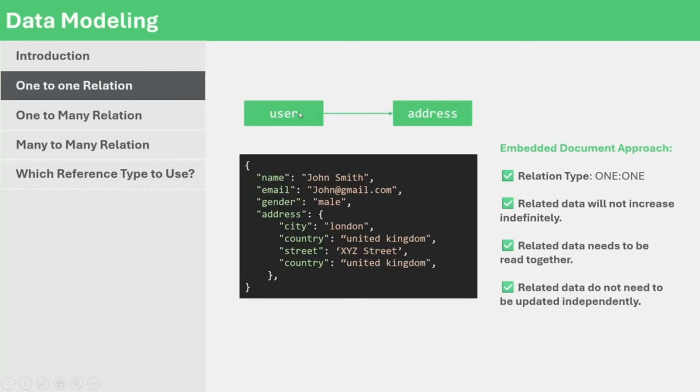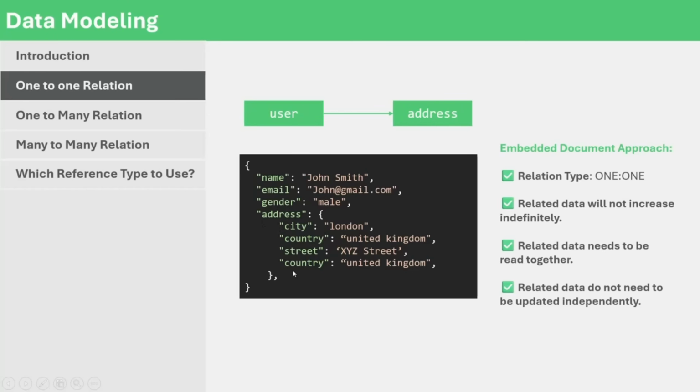One user can have only one address, and one address cannot belong to two or more users. It can only belong to one user. So between user and address, we have one-to-one relationship. So since we have one-to-one relationship, embedded document approach is advised here. Also, here the related data will not increase indefinitely. In this example, the related data is the address data. So the parent entity here is the user entity. And for that user entity, the related entity is this address entity.